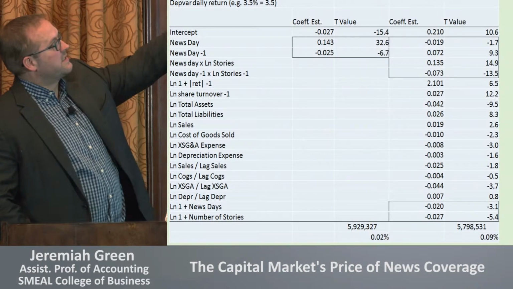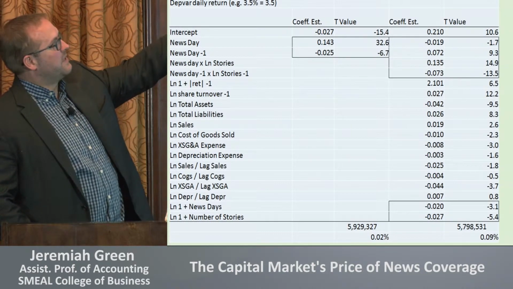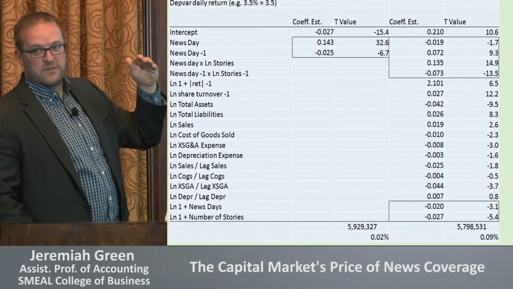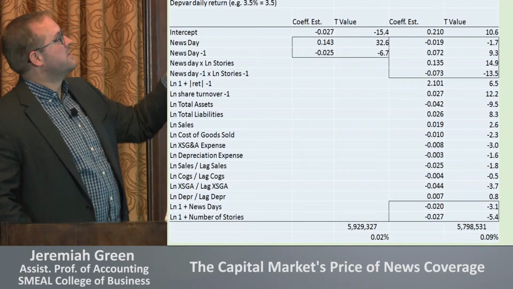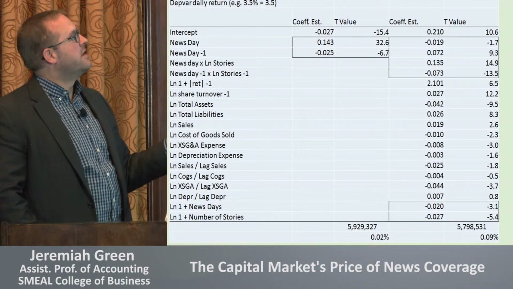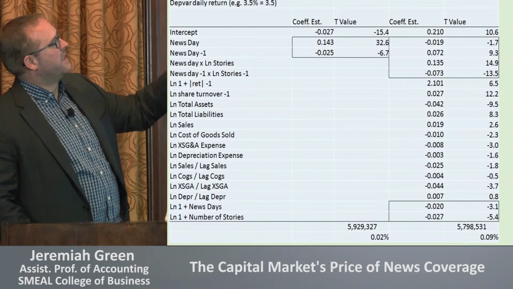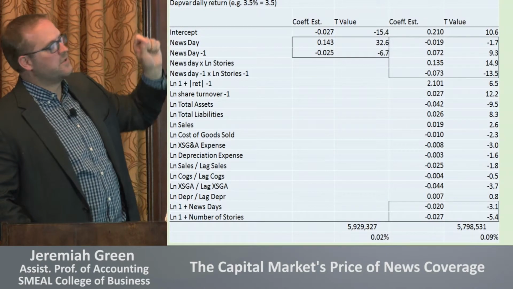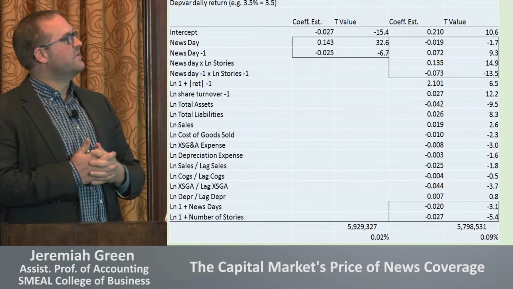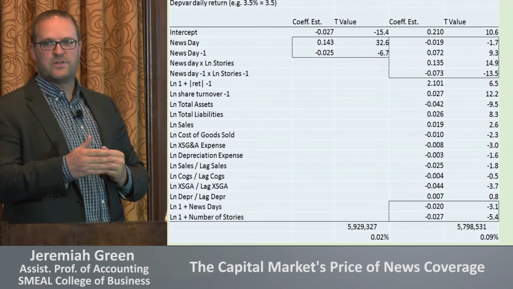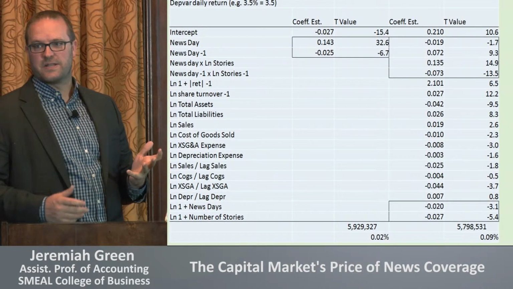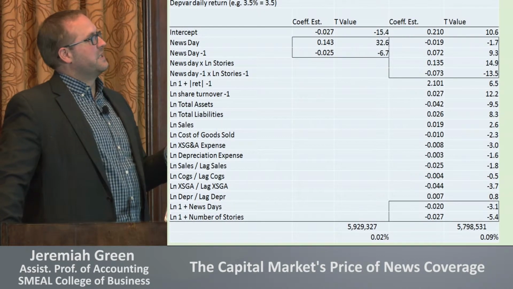The news day is the intercept in the boxes; the news day coefficient is 0.143. That is the day of the news article. News day -1 asks: did you have a news article yesterday? The first thing we would look at is the current news day. So on news days, positive returns. If you knew that a company was going to have a news article tomorrow, you would buy the stock for the day. Unfortunately, we don't always know that.